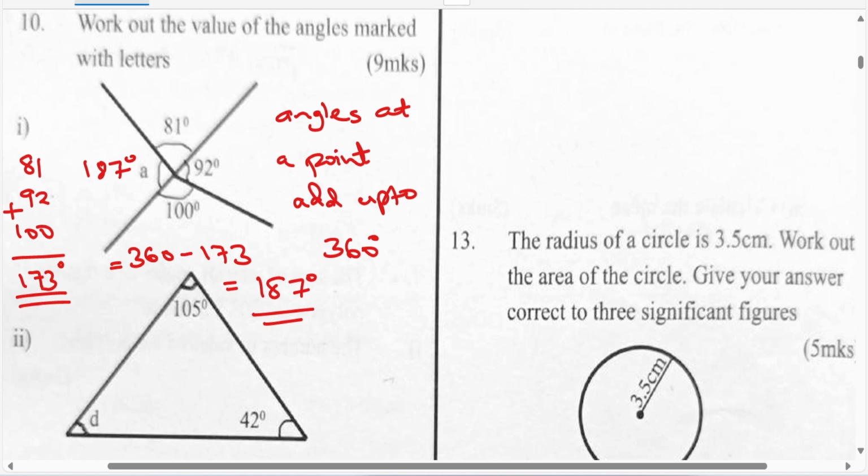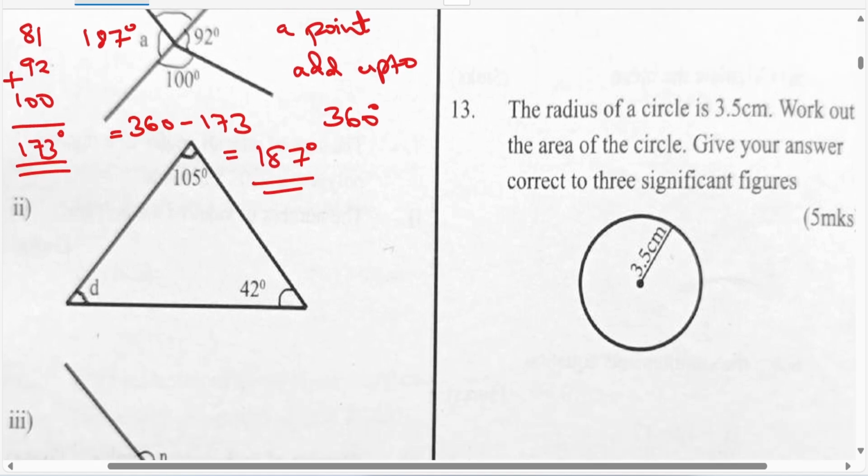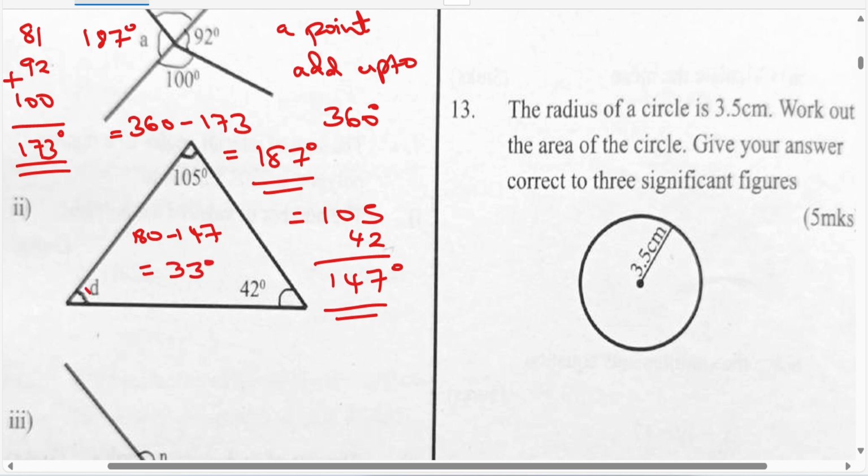Roman 2. This is a triangle, and angles in a triangle add up to 180. So basically, take 105 add to 42, it gives you 147. And then take 180 minus 147, and it should give you how much? 180 minus 147 gives you 33. So basically, D is 33 degrees.